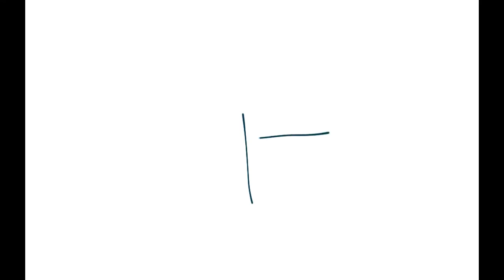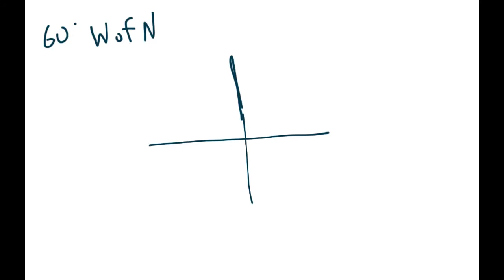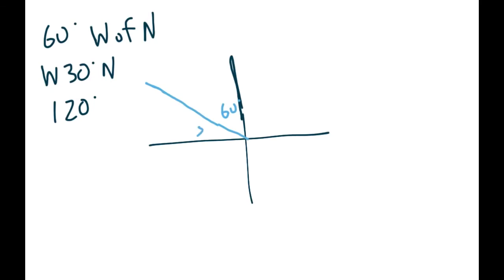So if I gave you a different one, 60 degrees west of north, or I told you to draw west 30 degrees north, or I tell you to draw 120 in the math Cartesian system, you should see that these are all the same thing. So 60 degrees west of north would be like that, right? From the north we're going 60 degrees towards the west. Or the other one, west 30 degrees north: from the west we're going to head 30 degrees to the north, would be there.